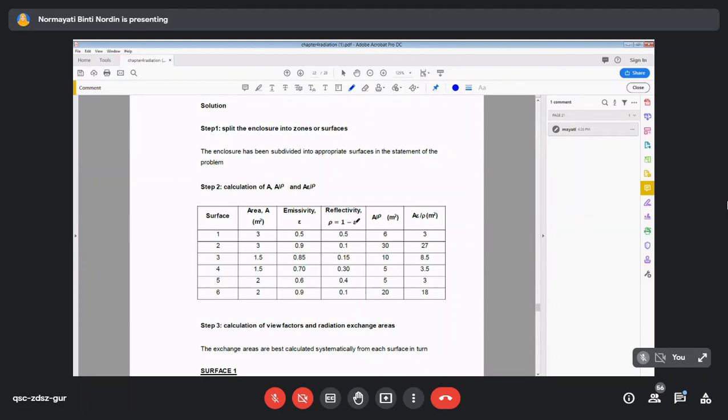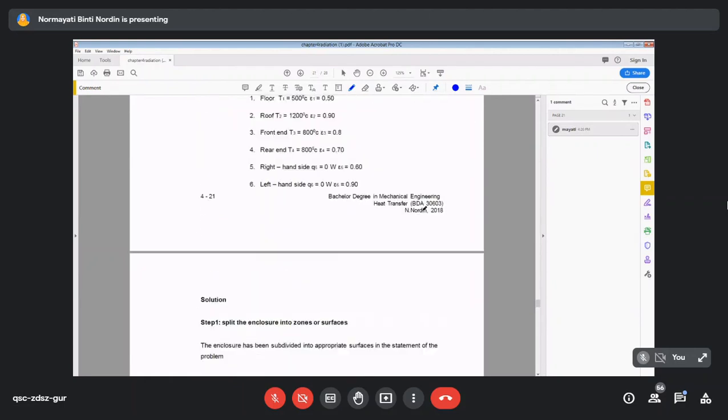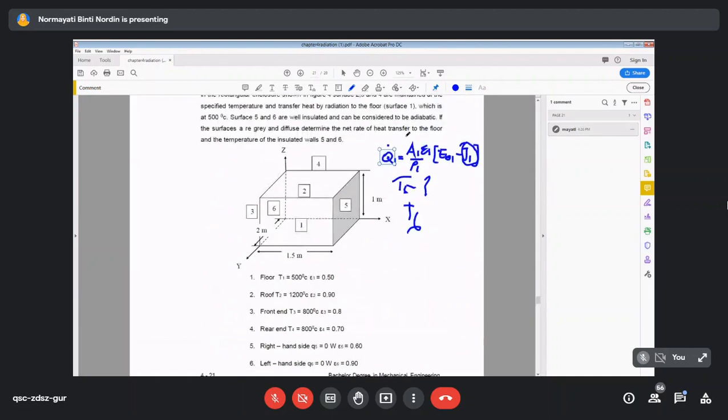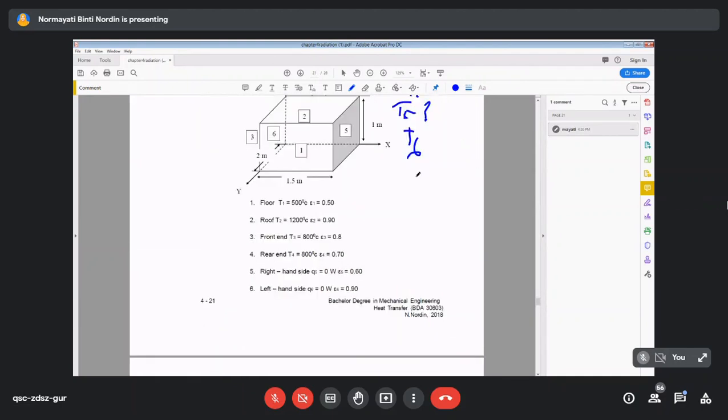Okay, 1 minus emissivity, so you can get the reflectivity value for each case, and just calculate the A over rho and A epsilon over rho, because this A epsilon over rho you are going to use after this to solve this main formulation.